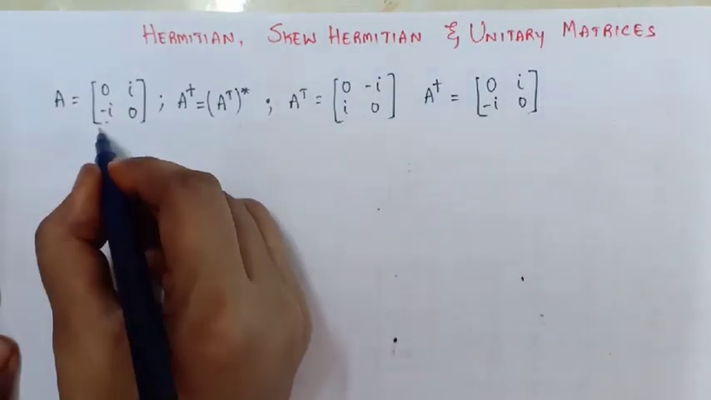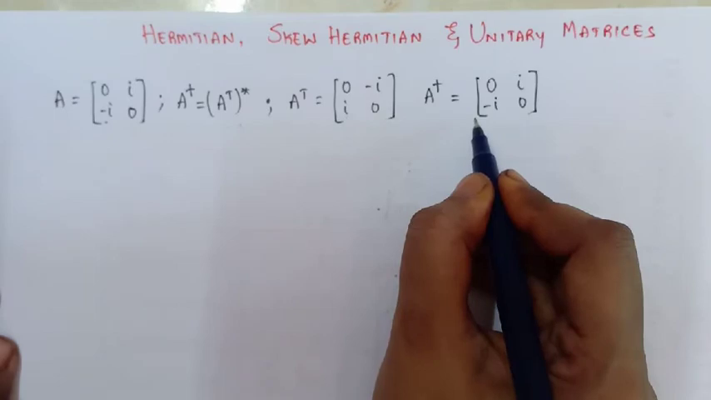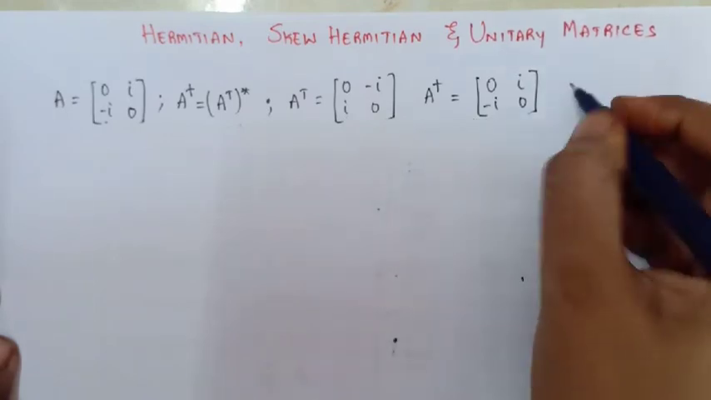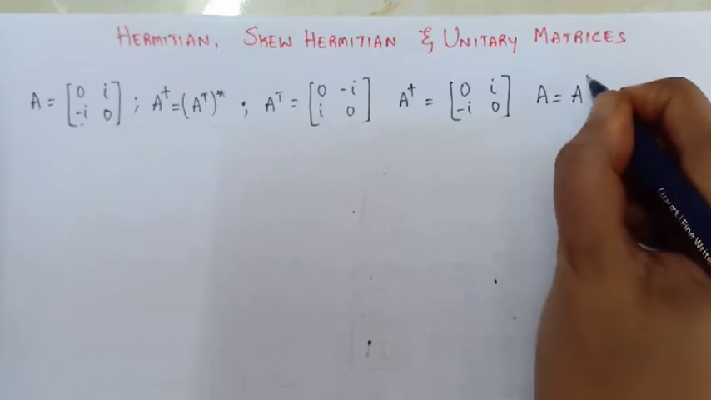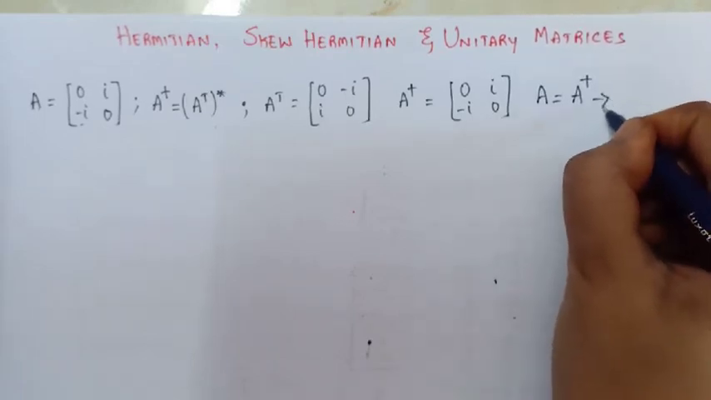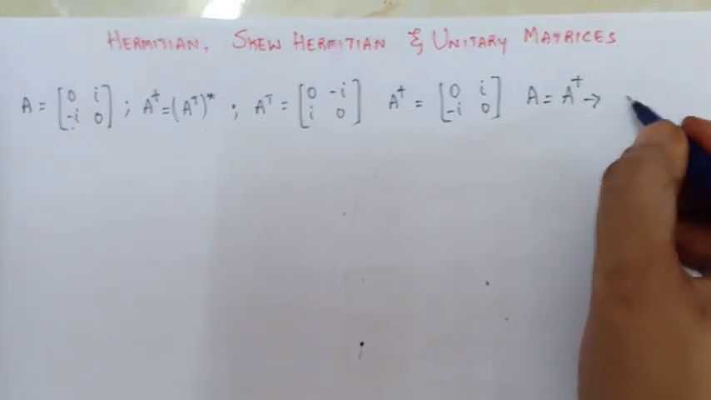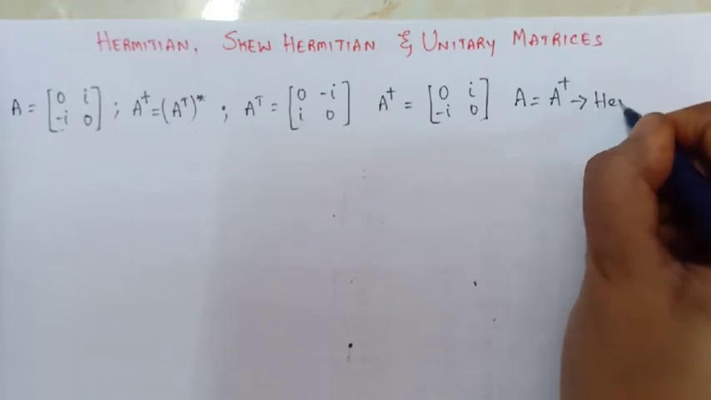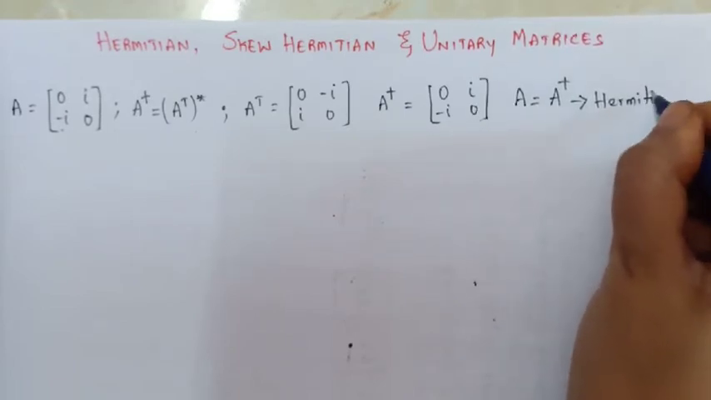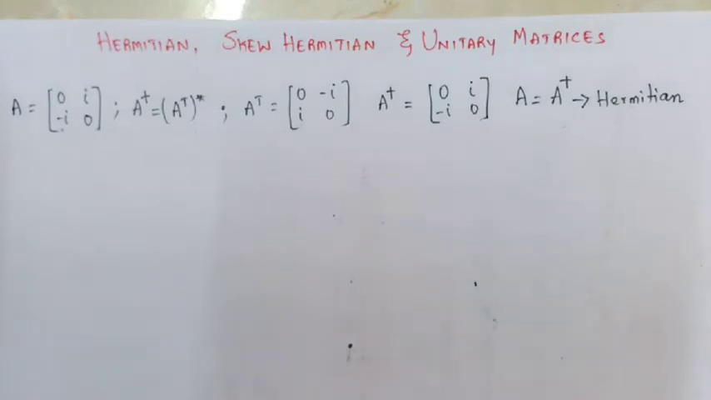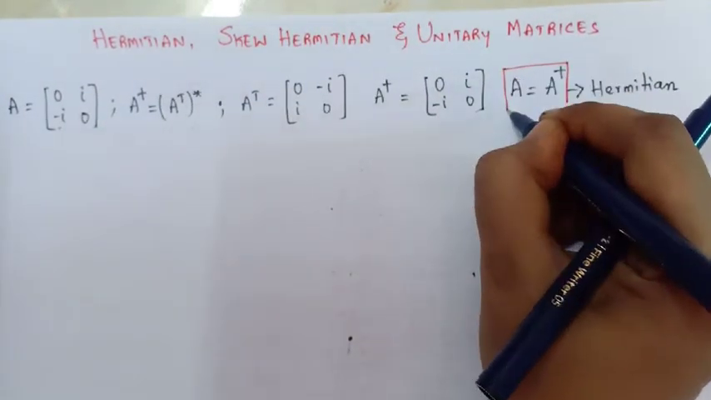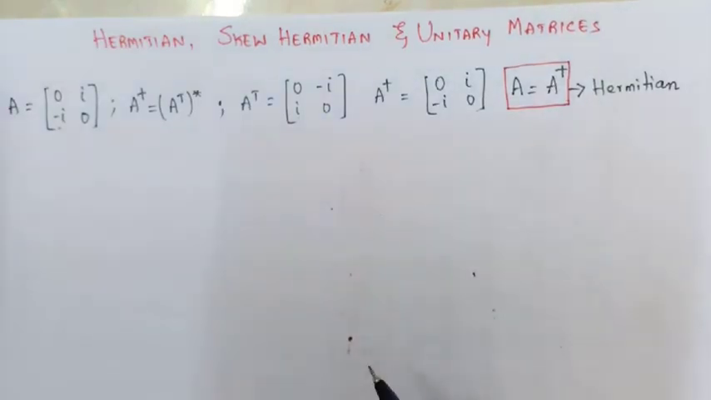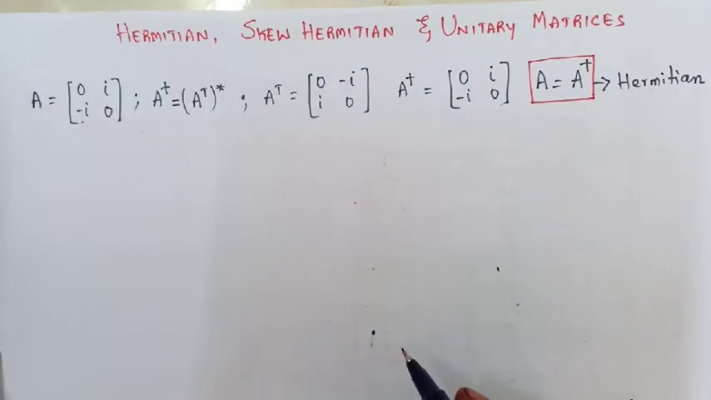So if you see, matrix A is equal to matrix A dagger. That is, A is equal to A dagger. This type of matrix is called a Hermitian matrix. This is the condition for a matrix to be Hermitian: A should be equal to A dagger.